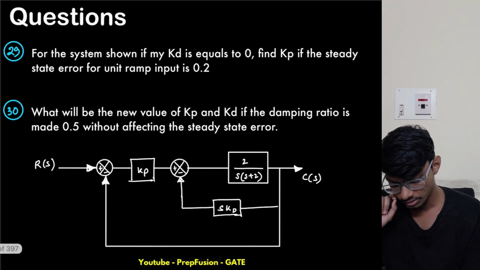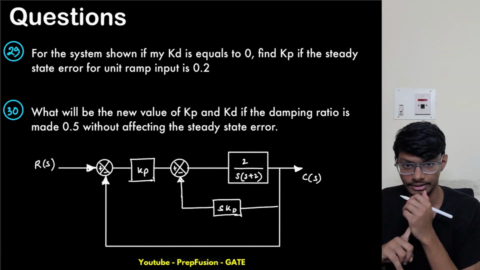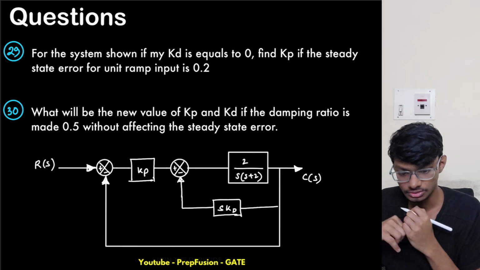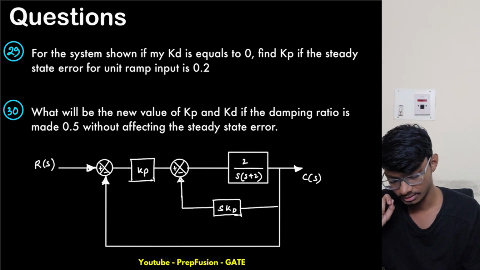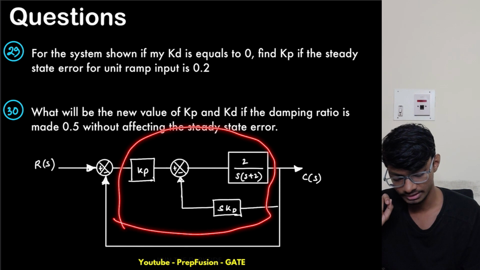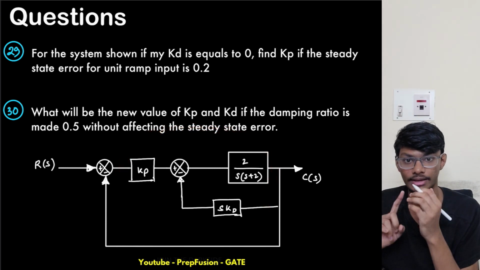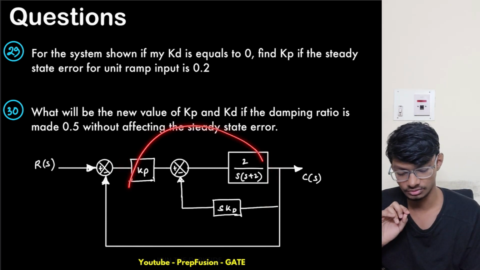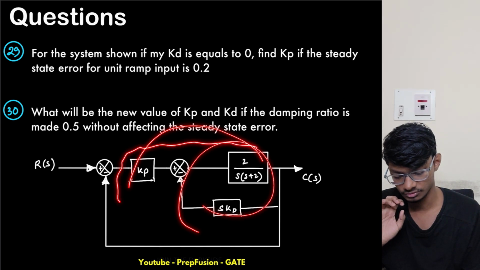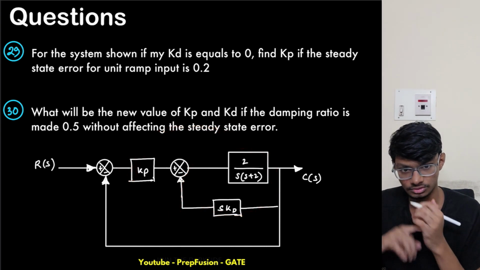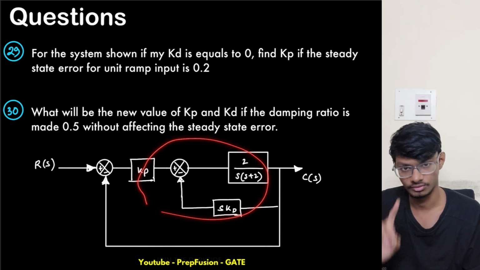Let us solve 29. So how to solve this one? We know that for unit ramp input I'm getting a finite error. So this overall thing has to be of type 1. Obviously this is not unity feedback, but if I convert this into one block, this has to be type 1. So I will first try to convert this into one block.